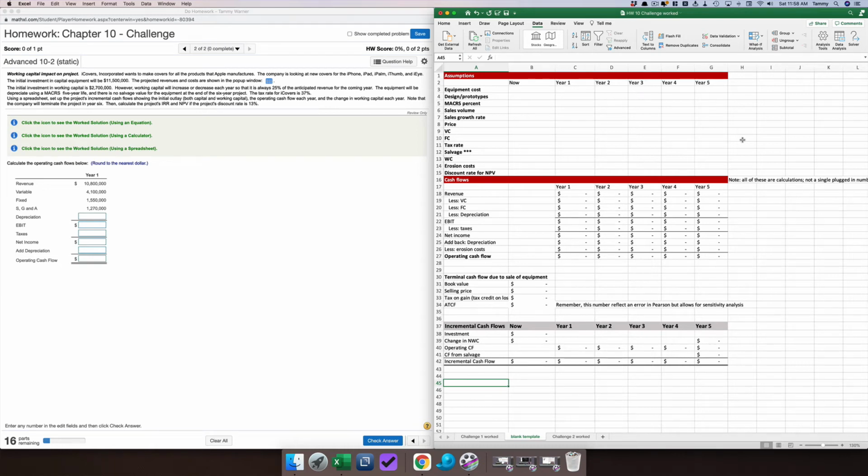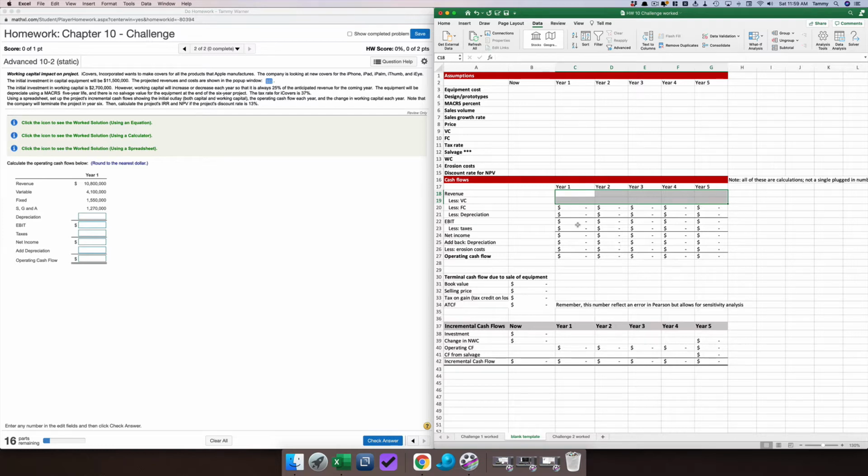Okay, we're moving on to the second challenge problem, and I want to note that I've taken out all of the assumptions that I had put up here for challenge problem 1, but I left the calculations in place. Now, I am going to take the revenue variable costs calculations out because those are going to differ depending on how you set up your model.